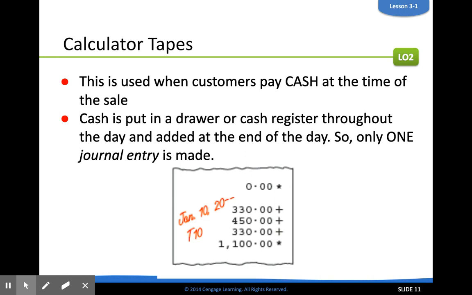So at the end of the day, someone is adding up all the money in the cash register, and the total is what is recorded. So this way, only one journal entry is made a day for cash received at the time of sale.